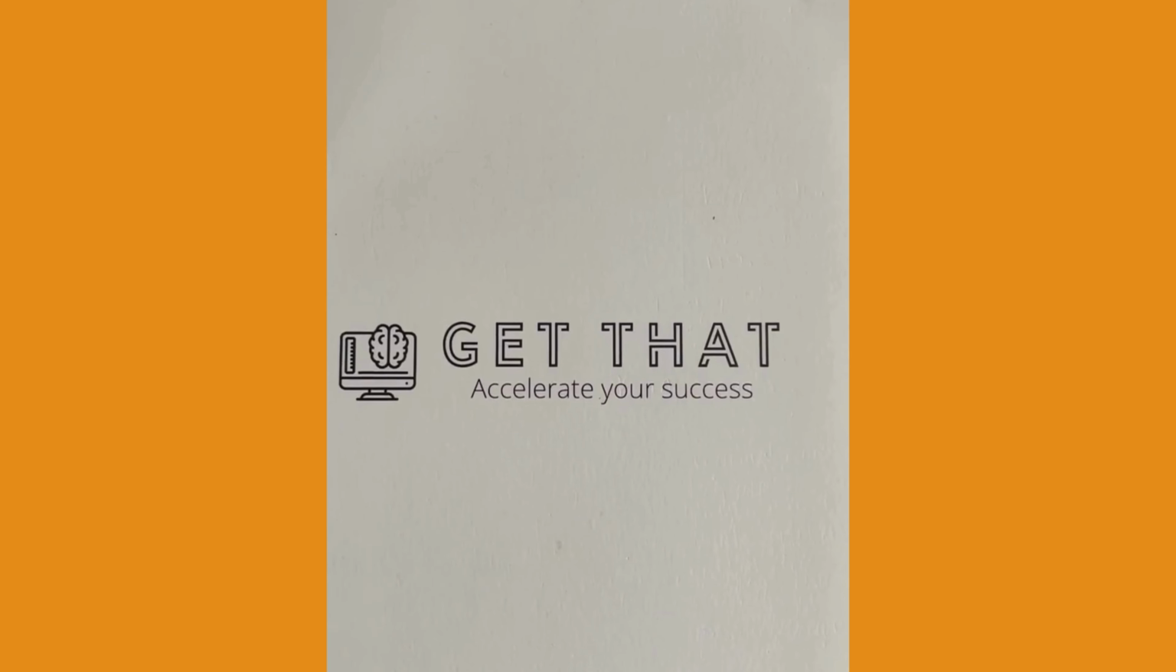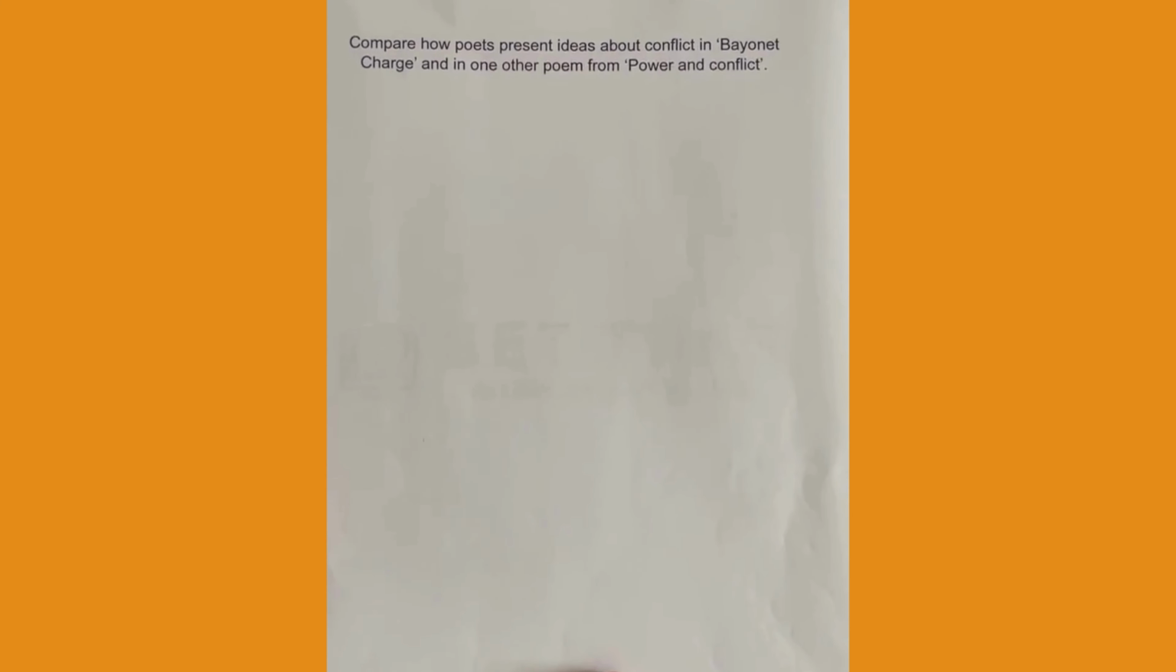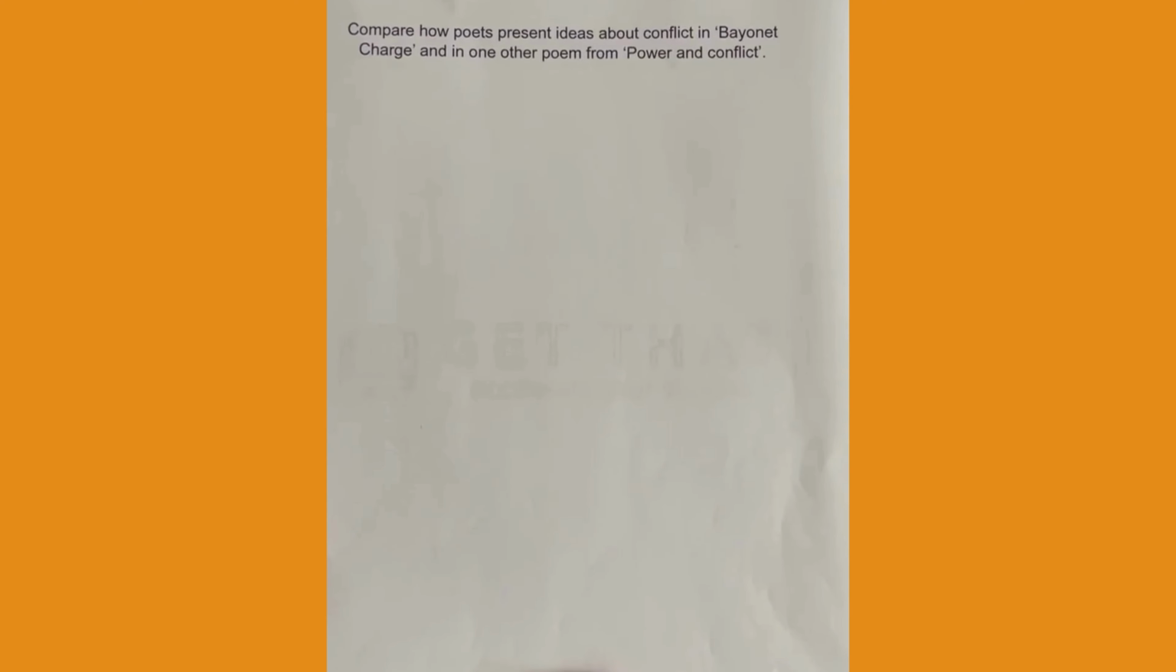Okay, so last session we had a look at this question: compare how poets present ideas about conflict in Bayonet Charge and in one other poem, and we planned that essay using Exposure. At the end of that session we looked at what a thesis statement was. We're going to go back over that again. We're going to talk about why it's super important, and then we're going to look at how we write an introduction.